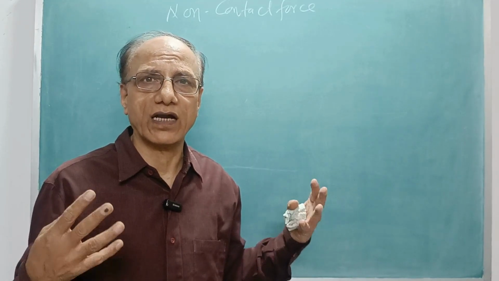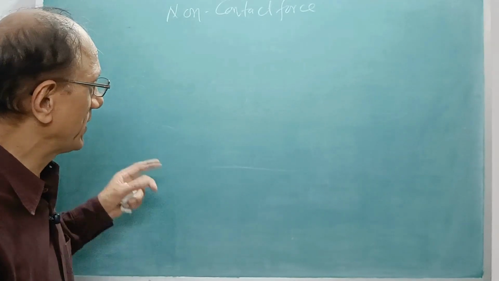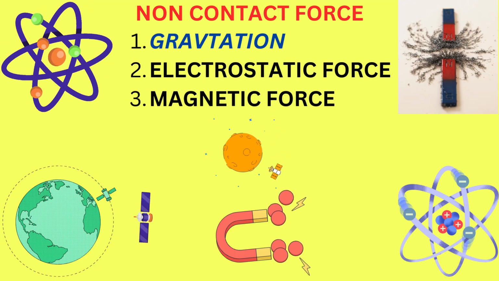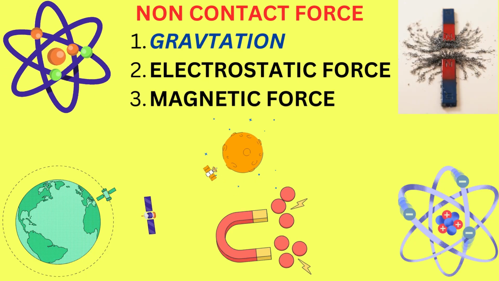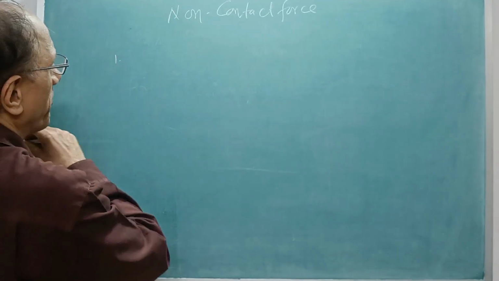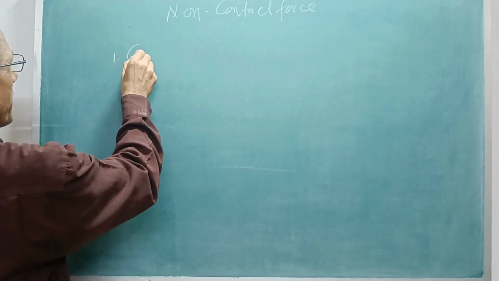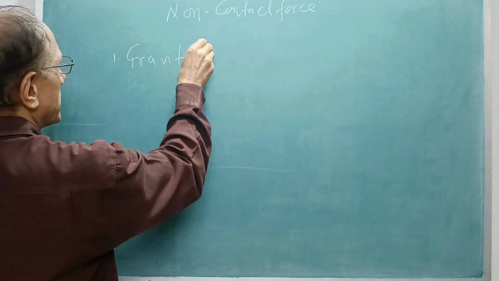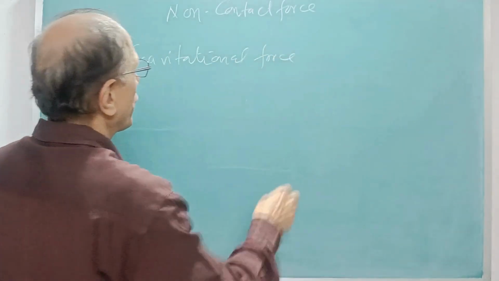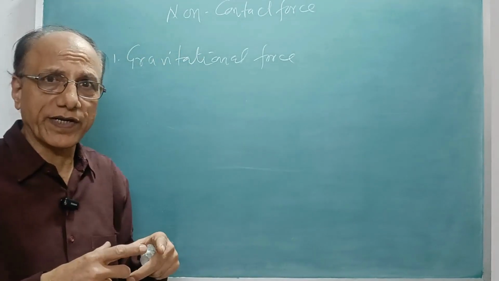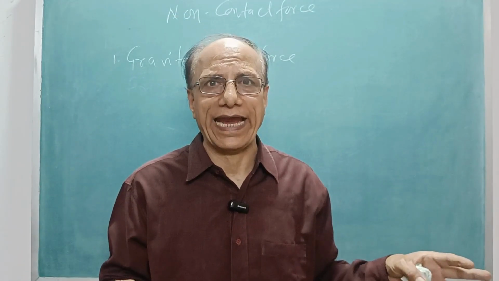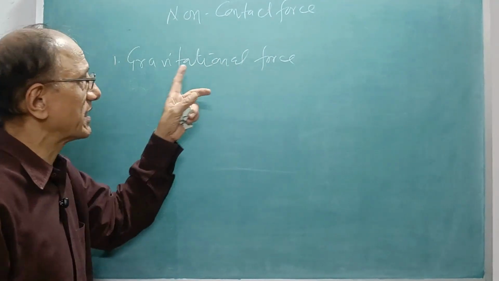Similarly is the case of the earth and the moon. So this force is gravitational force. So the first example of the non-contact force is gravitational force. So non-contact force means the force of interaction between the two bodies when they are not actually in contact. So first example is gravitational force.